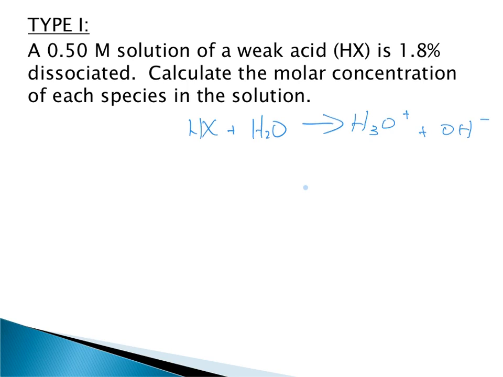All right, so what we're going to try and do here is find out what the molar concentration of each species in the solution is. So let's look at the key information in this question. It says that it's a 0.5 molar solution. It also says that it's 1.8% dissociated. So that's key. We start off with 0.5 molar acid, and we know that it's 1.8% dissociated, so we need to find out what 1.8% of 0.5 is.